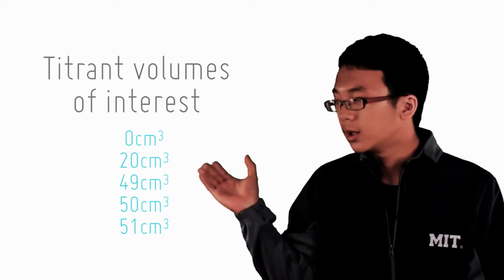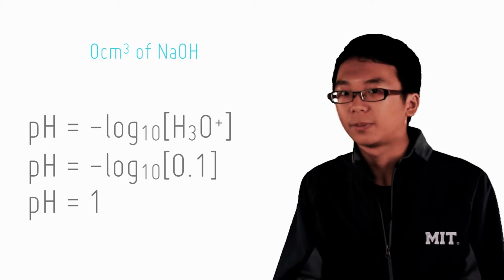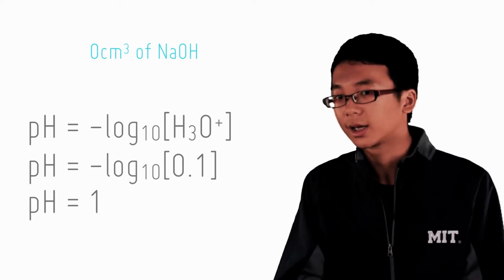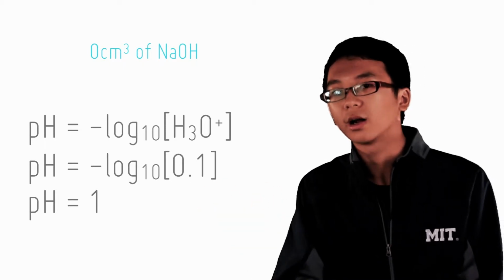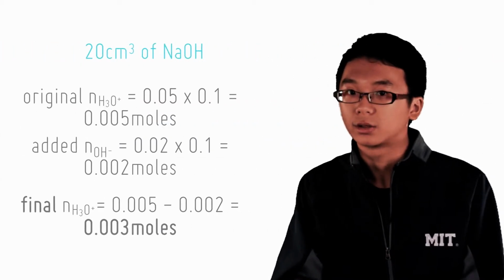So there are a few volumes of interest that we want to look at, and here they are. At the start of titration, there is no added base. So we can simply find the pH at this point by taking negative log 10 of 0.1 molar, giving us a pH of 1.